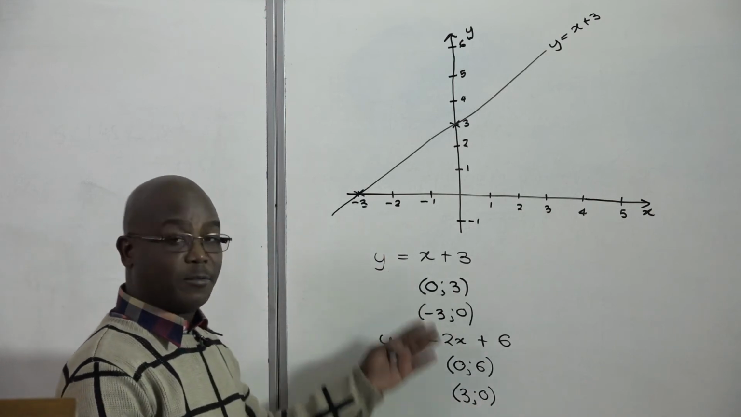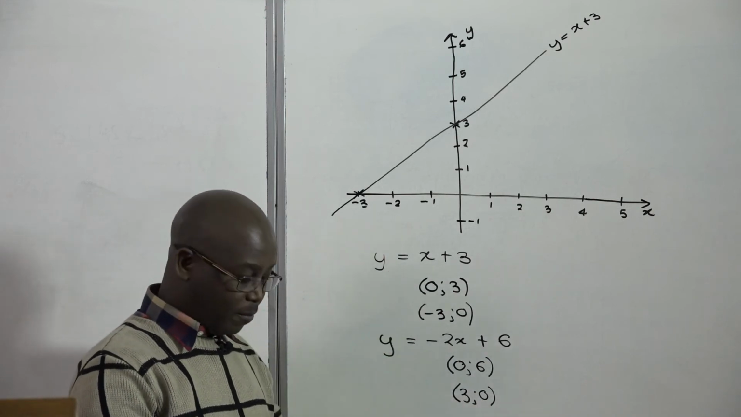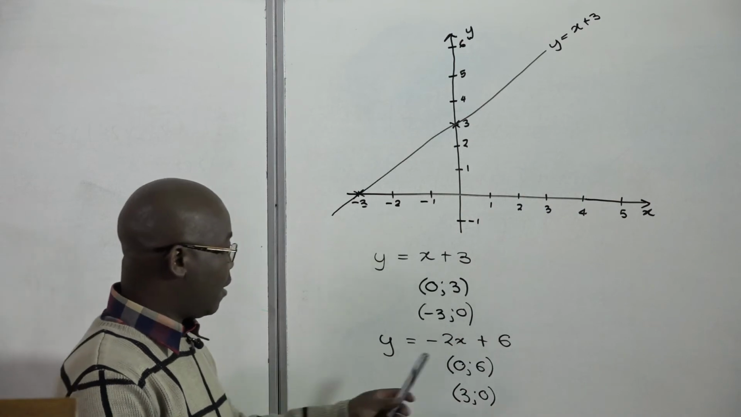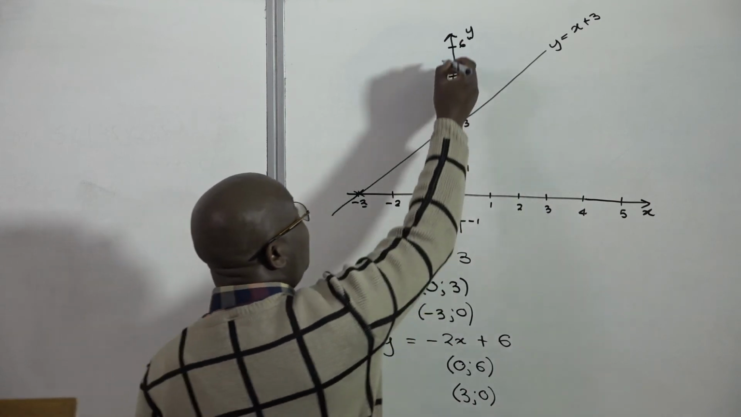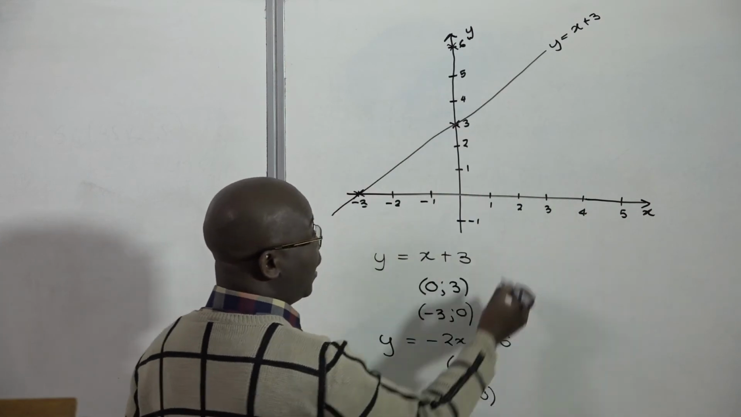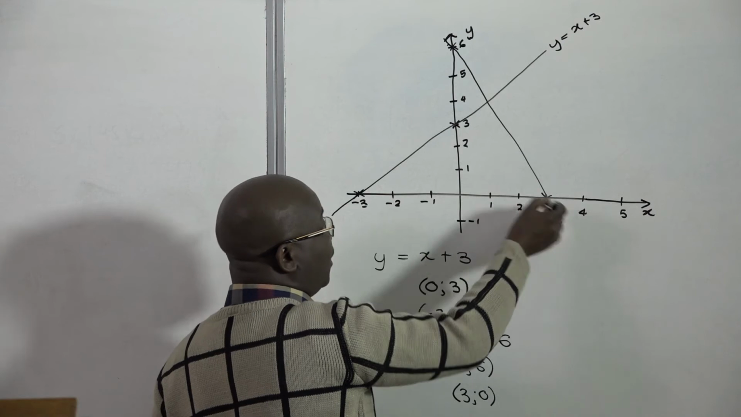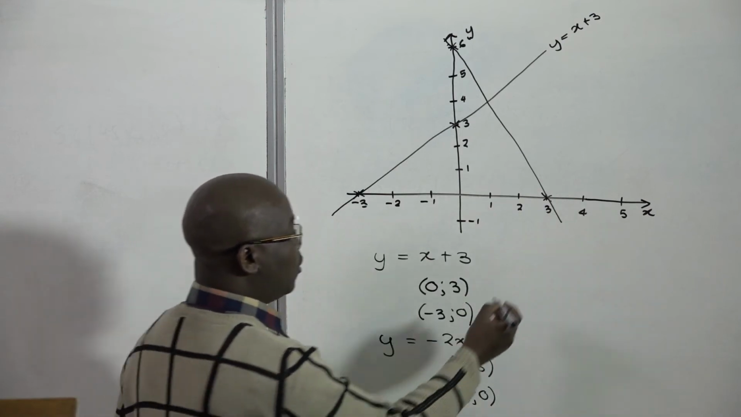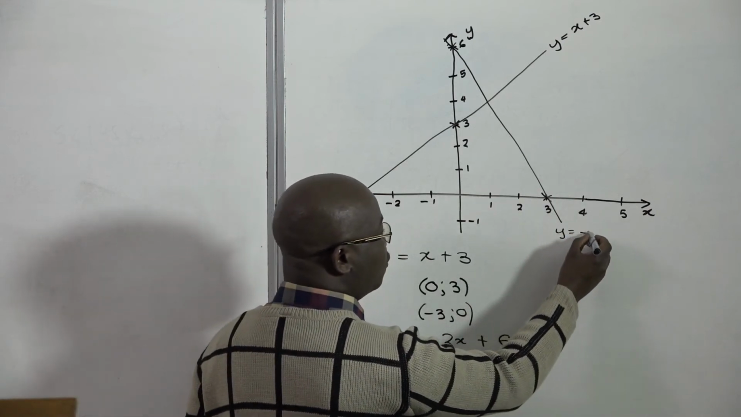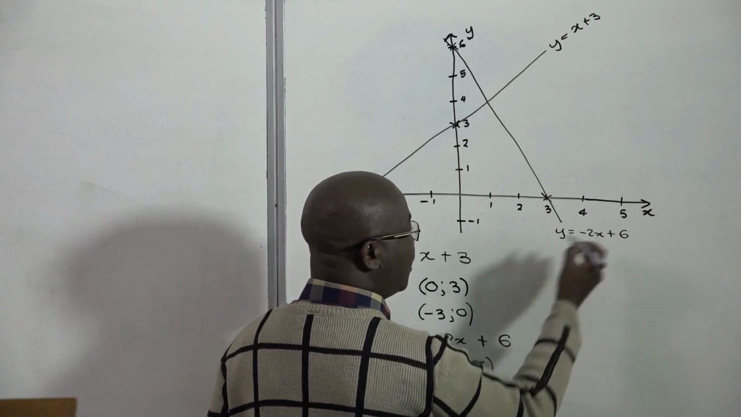This intercept method of sketching graphs, we bring it from level 2. Therefore, our new coordinates for the new line will be (0, 6) and (3, 0). So our graph will be roughly like that. And we'll call this graph y is equal to minus 2x plus 6.